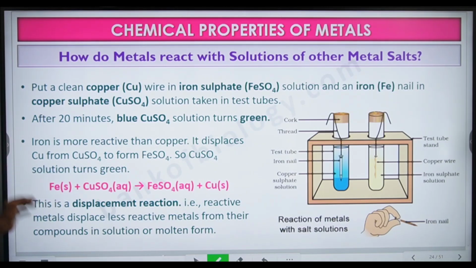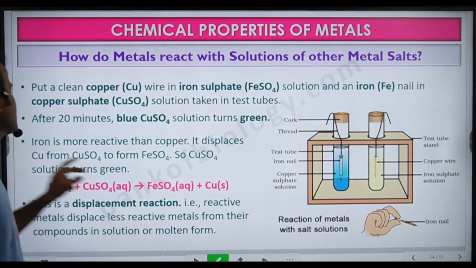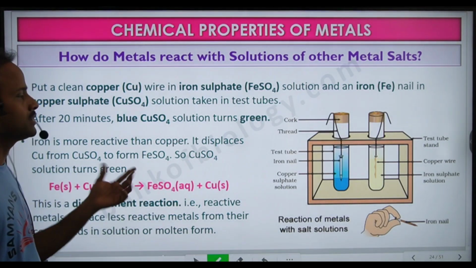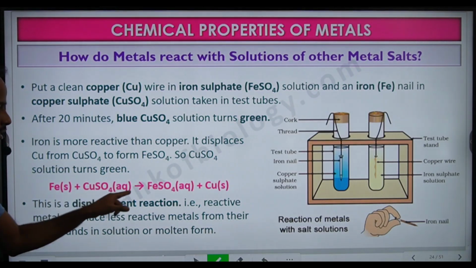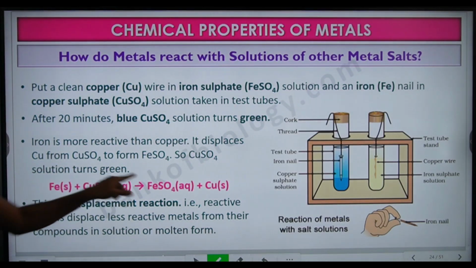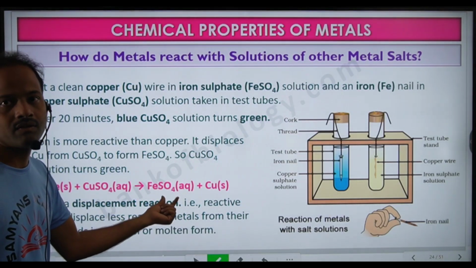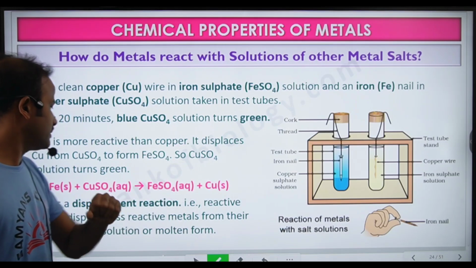Why is that green color forming here? Iron is more reactive than copper, so it displaces copper from the copper sulfate to form iron sulfate. So the copper sulfate solution turns green. Now you see, this is the iron, right? When it reacts with the copper sulfate, the copper is displaced by the iron and forms iron sulfate aqueous solution. This iron sulfate appears green and the copper is separated here, right?